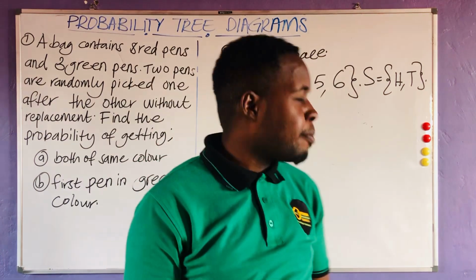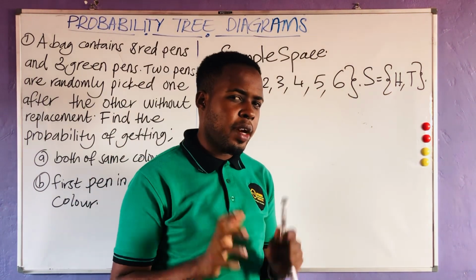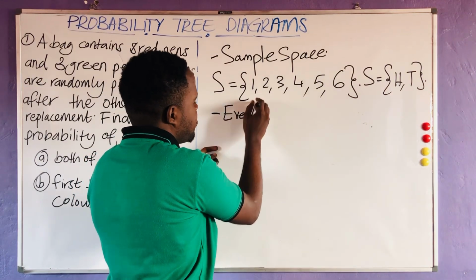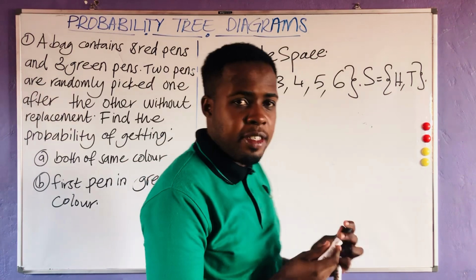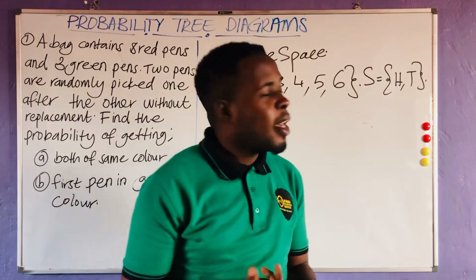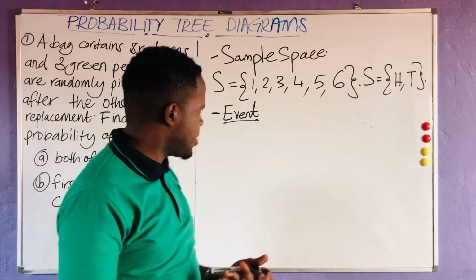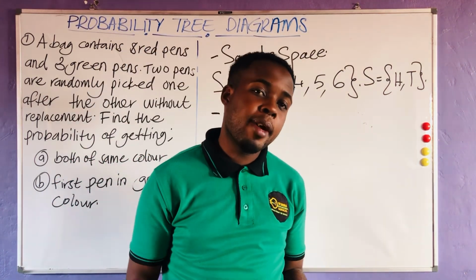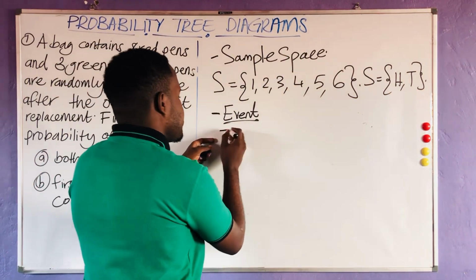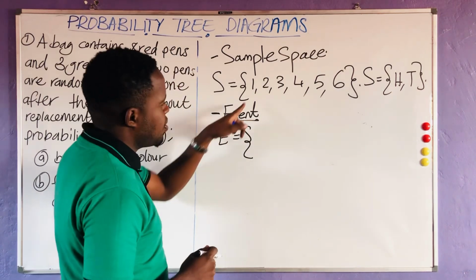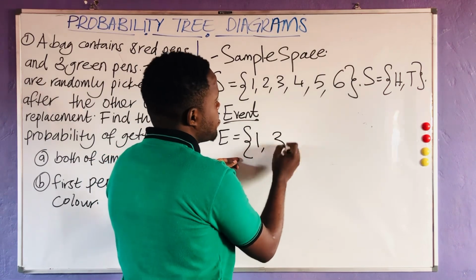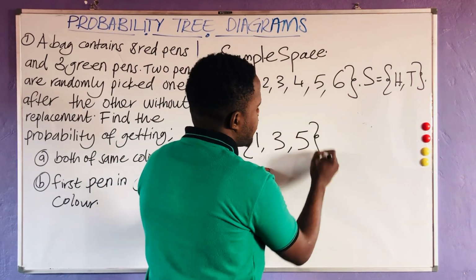Now, after understanding the sample space, dear learners, you also need to understand what we call an event. An event is a subset of a sample space. For example, I can tell you to get for me the event of obtaining an odd number after rolling a dice. So for this event, we shall just go to our sample space and get the odd numbers. So we shall be having 1, 3, then 5.